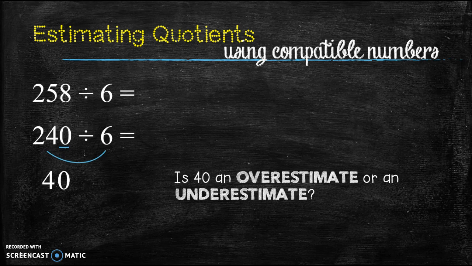Is that an overestimate or an underestimate? Well, we started off with 258, and then our compatible number was 240, which is smaller. So we're going to say here that this is an underestimate.